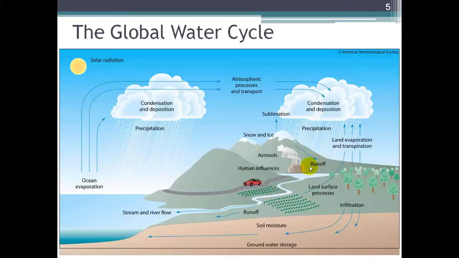Over here on the land side, we see that it's not just open water sources that evaporate, it's also vegetation that transpires. This process is called transpiration. And we also have snow and ice that can go directly from a frozen state of water to a vapor form of water through a process called sublimation. So it bypasses the in-between step of being a liquid and goes directly to a gas. When the water falls back to the earth as rain, it infiltrates through the soil into what we're just calling here groundwater storage, and some of that eventually makes its way back out into the ocean.